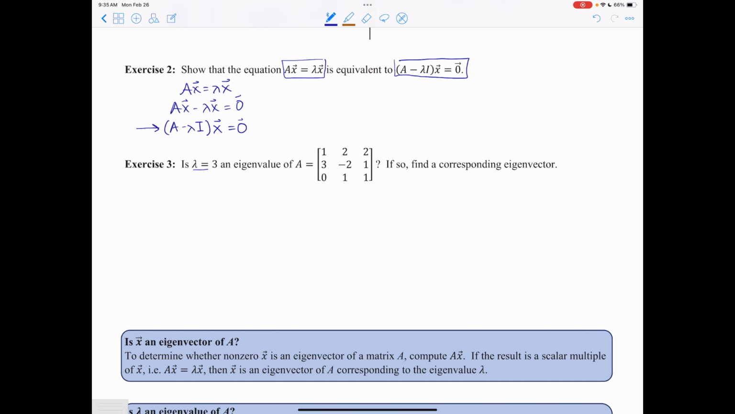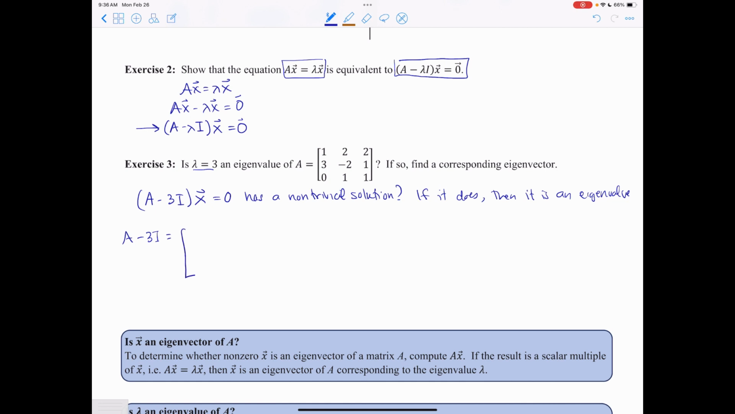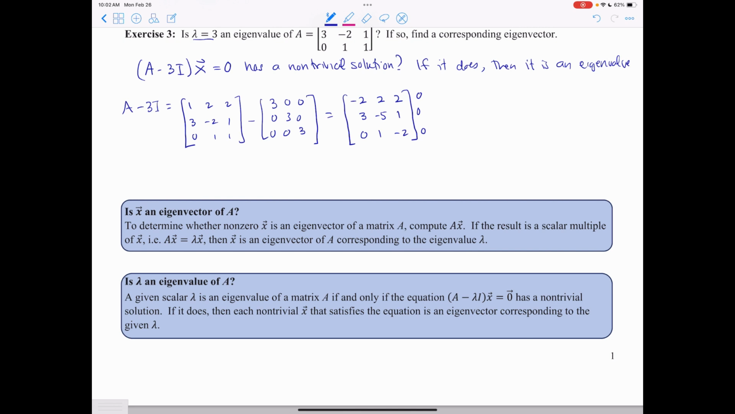Exercise 3 asks, is lambda equals 3 an eigenvalue for that matrix? To find out if lambda equals 3 is an eigenvalue, we need to know that (A minus 3I)x equals 0 has a non-trivial solution. If it does, then it is an eigenvalue. So let's start by doing A minus 3I. So look at the homogeneous system, (A minus 3I) times x equals 0. If you row reduce this, you'll see that we have a free variable, which means there is a non-trivial solution. So lambda equals 3 is an eigenvalue.